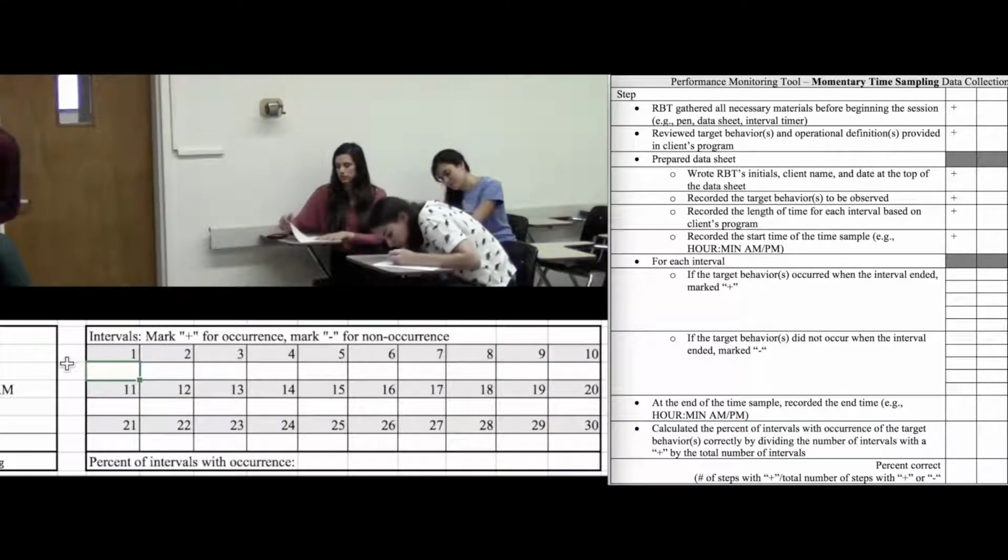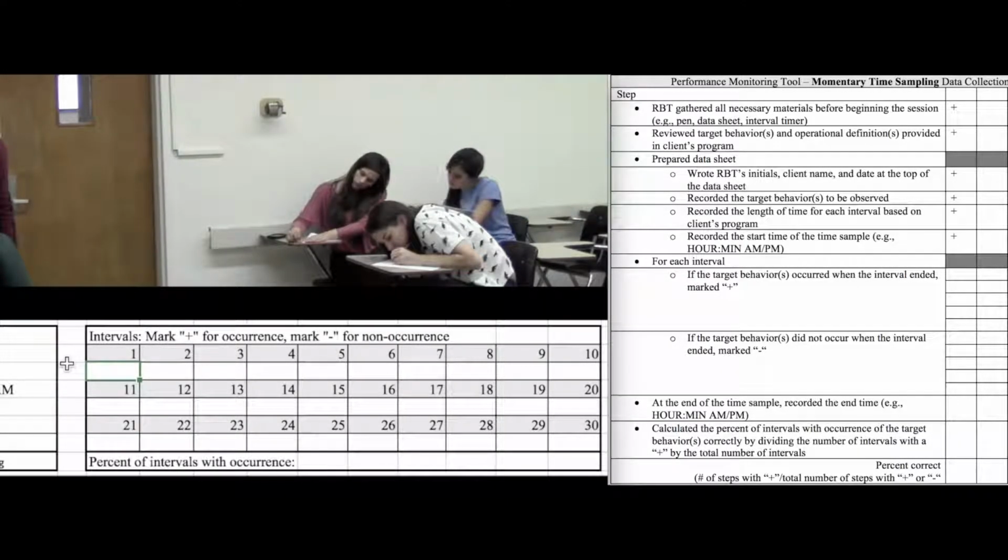Okay, so today we are doing addition. We have 1 plus 1 equals 2.